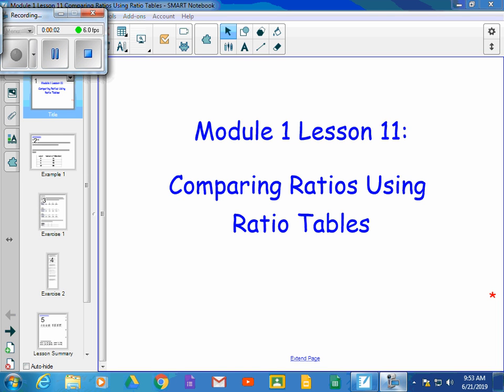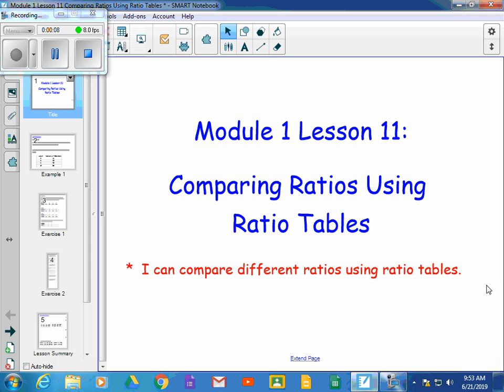This is Module 1, Lesson 11, titled Comparing Ratios Using Ratio Tables. The goal of this lesson: I compare different ratios using ratio tables. Make sure that you take good notes as you watch these videos, and also pause at any time, rewatch parts, or rewatch the videos as many times as necessary.